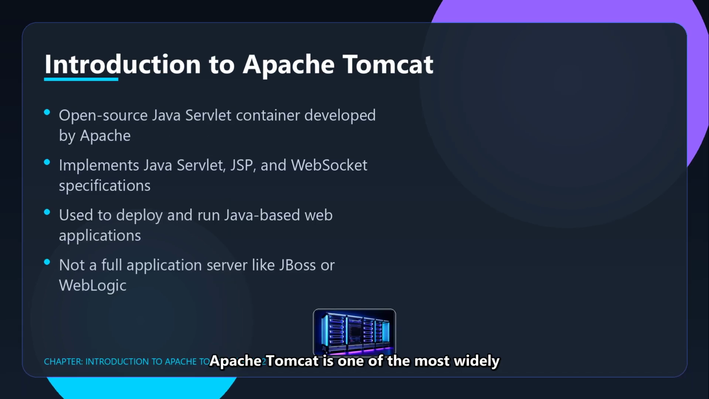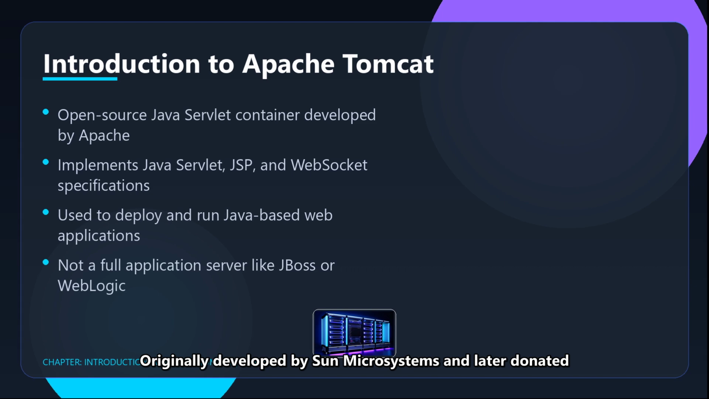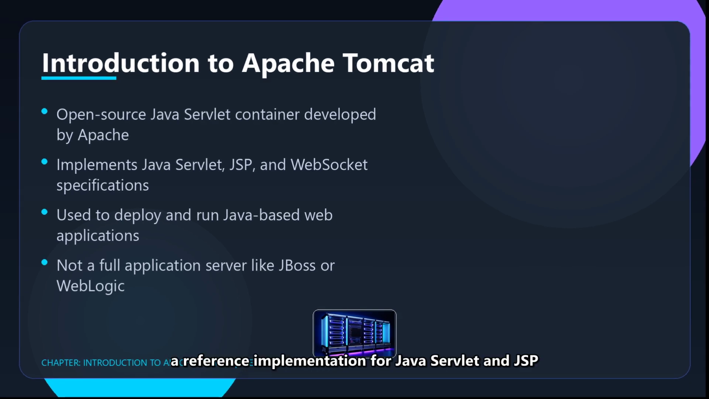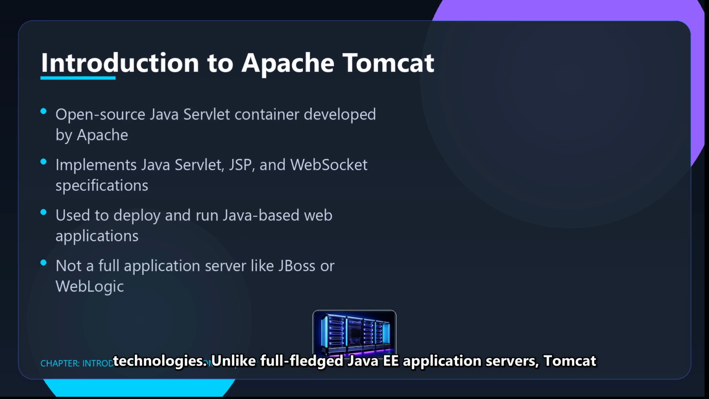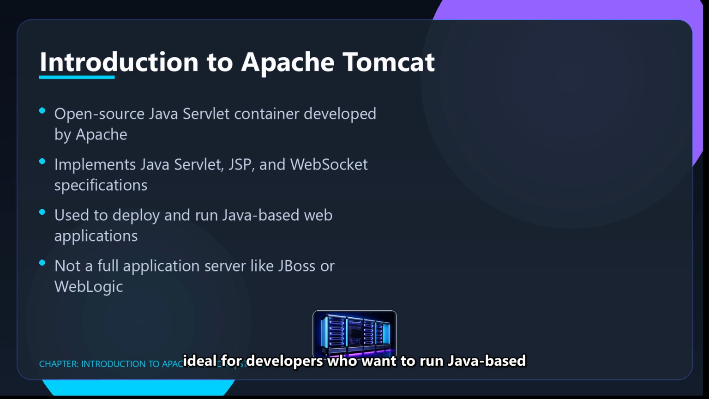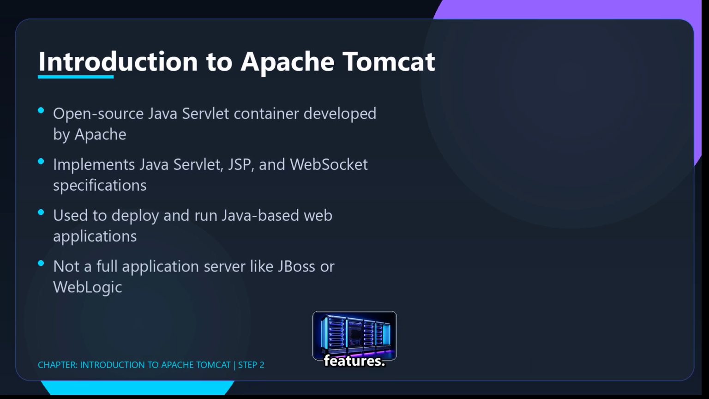Apache Tomcat is one of the most widely used web application servers in the Java ecosystem. Originally developed by Sun Microsystems and later donated to the Apache Software Foundation, Tomcat serves as a reference implementation for Java Servlet and JSP technologies. Unlike full-fledged Java EE application servers, Tomcat focuses on being lightweight and efficient, making it ideal for developers who want to run Java-based web applications without the overhead of additional enterprise features.